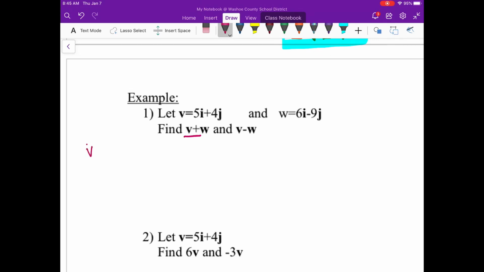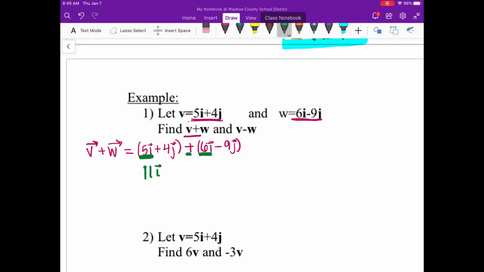Starting off with adding, we're adding v plus w. I'm taking my value of the v vector, 5i plus 4j, and I'm adding it to the w vector, which is 6i minus 9j. Again, I'm not putting in the arrows every time, but these are representing vectors, the i and the j, their direction here. So just combine like terms.